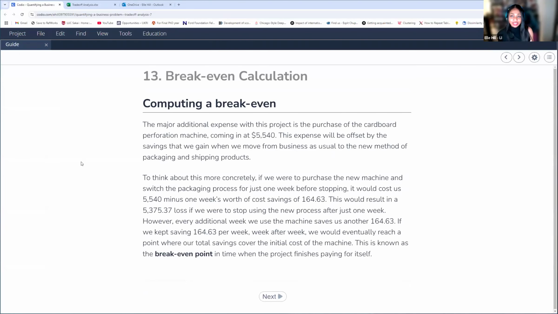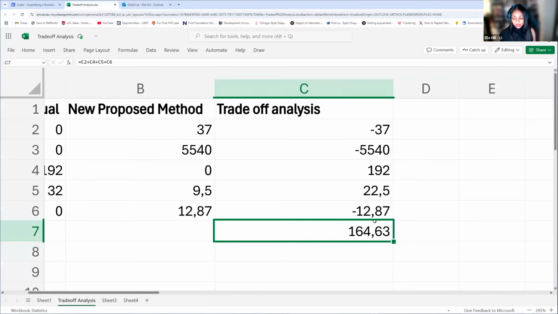So what I'd like you to do, I know some of you have done it already, is figure out how many weeks it is going to take us to get to our break-even point. Keep in mind, this trade-off analysis is weekly. So how many weeks is it going to take for this savings to be enough to essentially pay for our machine?